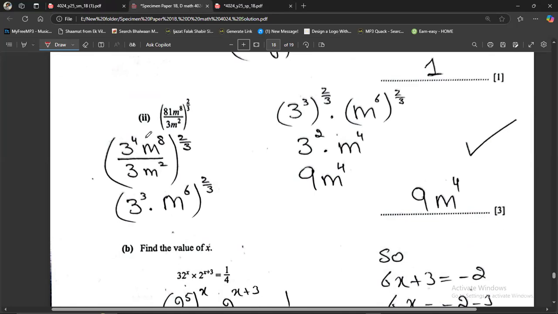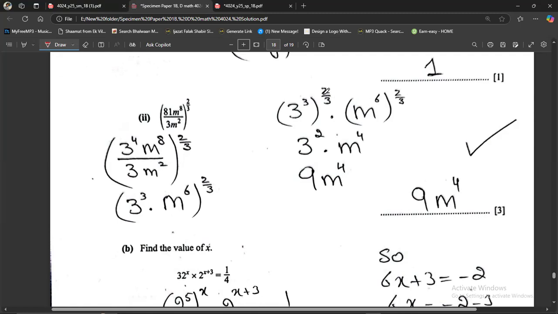So these will be cancelled. The powers will be, here is 1 power, here is 4 power. So you will have 3 raised to power 3. Here 8 minus 2, so that is 6. So 3 raised to power 3 into m raised to power 6, whole thing raised to power 2 by 3. So this power is for both of them. So 3 raised to power 3 raised to power 2 by 3 and m raised to power 6 raised to power 2 by 3.